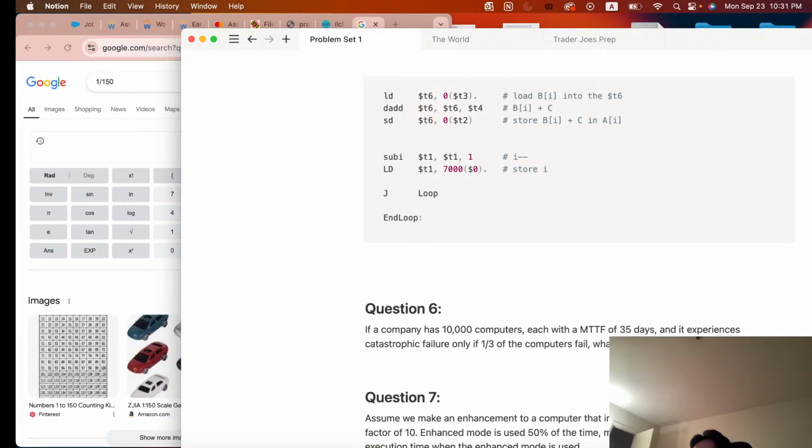So, Amdahl's law, call this speedup, law, old time over new time, which is equal to 1 over (1 minus f) plus f over s, fraction divided by speedup.